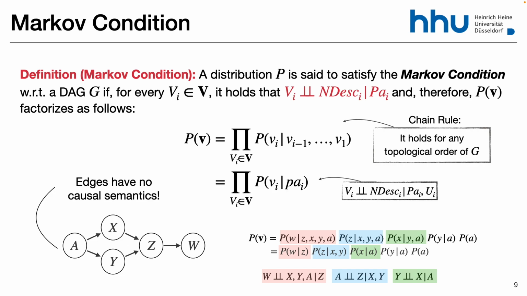Yeah, so this one works for any topological order. I just decided to pick the one from the graph, right? So I could write this chain rule for any order. I'm just writing for the order of the graph. Following the graph, given that the Markov condition holds, I can do this, right?